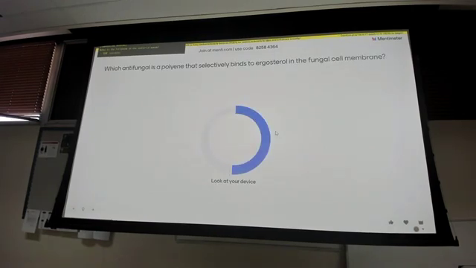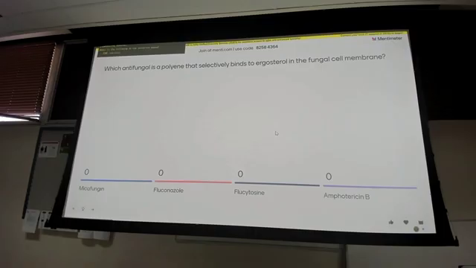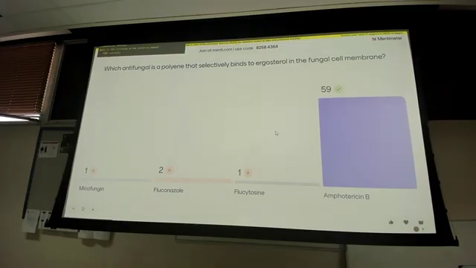Which antifungal is a polyene that selectively binds to ergosterol in the fungal cell membrane? Hint, we only talked about two, so that should give you a hint. Perfect, amphotericin B. Can someone give me some formulations of amphotericin? Liposomal? Yeah, we got liposomal. Conventional? Conventional, love it. Y'all are some good catches. And the other ones I didn't really emphasize, so that's all right.